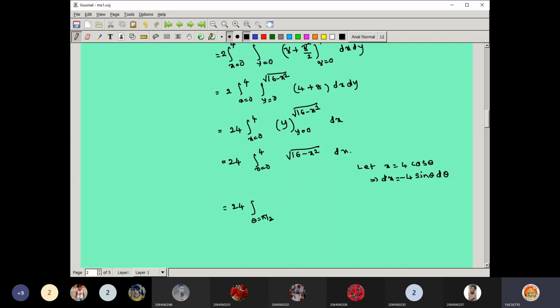Similarly, if I write x equal to 4, 4 cos theta equal to 4, and cancellation of 4, you are getting cos theta equal to 1.